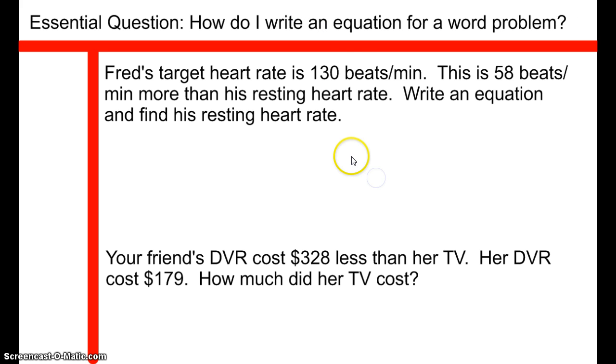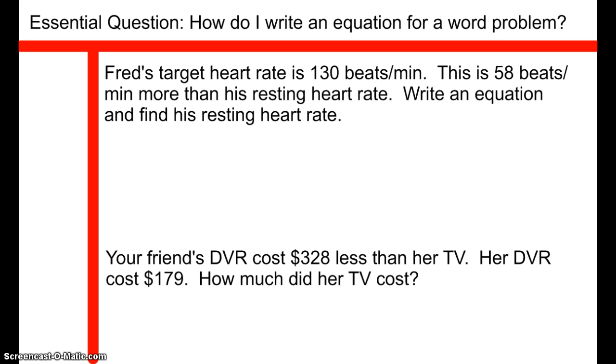Fred has a target heart rate, and his target heart rate is 130 beats per minute. This is 58 beats per minute more than his resting heart rate. Write an equation and find his resting heart rate. So a couple things as I look through there. Always read the full problem first. Sometimes y'all just see some numbers and you start doing things with them. You actually have to read the problem.